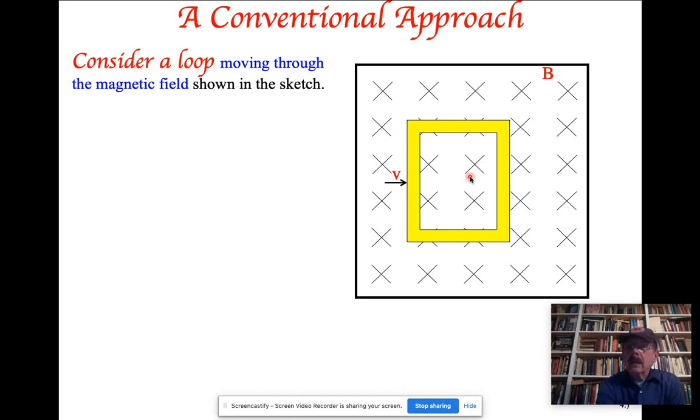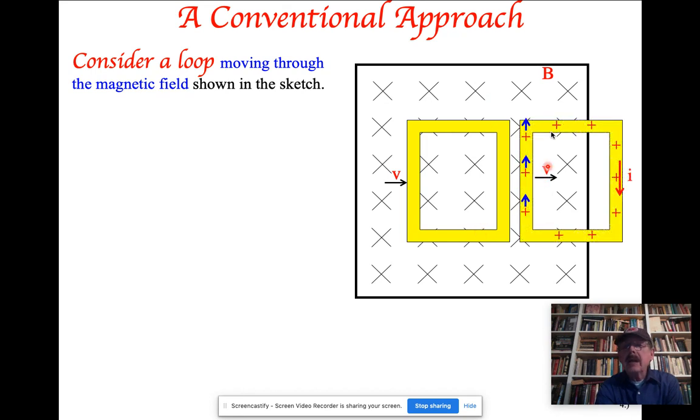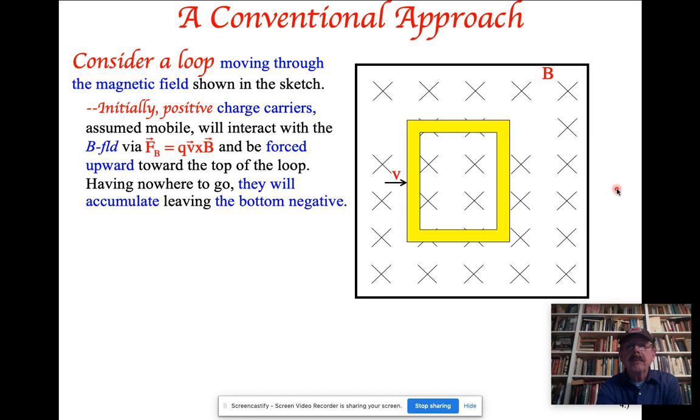What's interesting is if you actually tried this, when the wire got over here to the edge and you tried to pull it out, what you would find is that you would have a current flow in the wire. As you were pulling this thing out of the field, you would get an induced current in the wire. Now, it turns out that you can use the classical theory of magnetism to explain this. To do that, you need to think about what's actually going on.